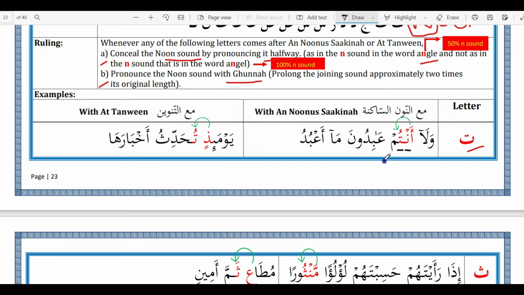And not antum. Yeah? It's not antum, it's antum. Okay. Let's look at the other side with the tanween.